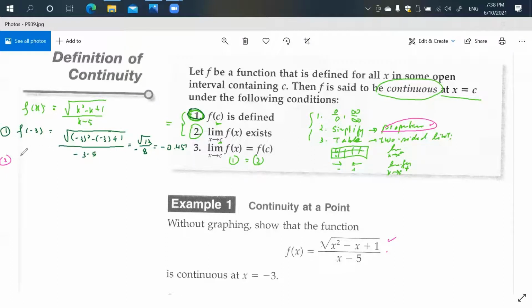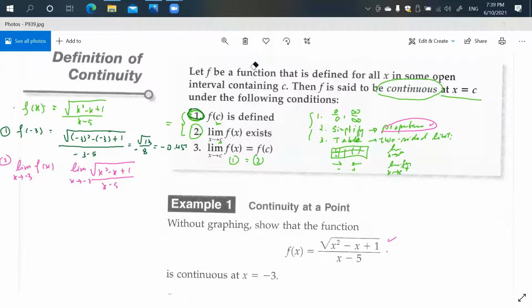Before this, I will form the question: I take the limit on both sides first, for writing it correctly. So the limit as x approaches -3 equals the limit as x approaches -3 of the square root of x squared minus x plus 1, over x minus 5.